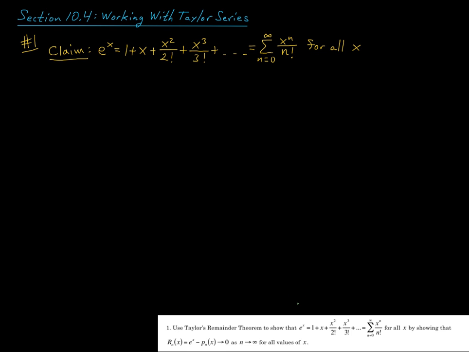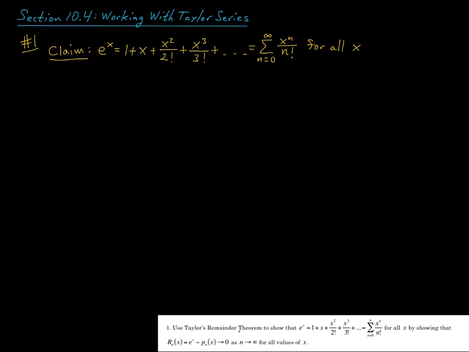Now we've seen this result that e to the x is equal to the series 1 plus x plus x squared over 2 factorial plus x cubed over 3 factorial and so on. And we have equality here for all x. But we have not proven this result, okay? That's our job for this question.